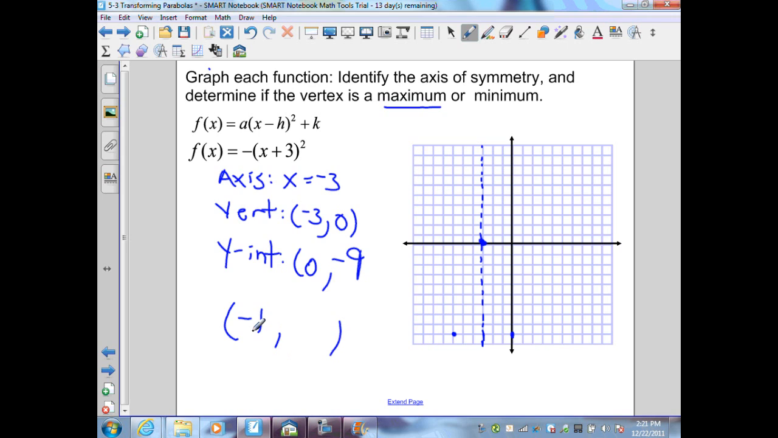A negative 1 plus 3 is 2. 2 squared is 4. 4 times a negative 1 is a negative 4. I'm going to plot that point, a negative 1, negative 4, and also map that over my axis of symmetry. It's 2 units to the right. I'll map it 2 units to the left, and I'll sketch my parabola. Let's check to make sure I've answered all the questions. Identify the axis of symmetry. It's at x equals a negative 3. My vertex is a negative 3, 0. It's a maximum. I also identified my y-intercept.